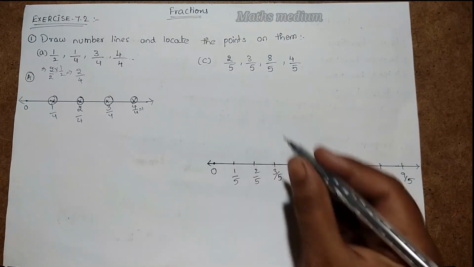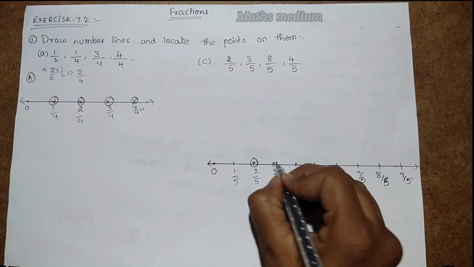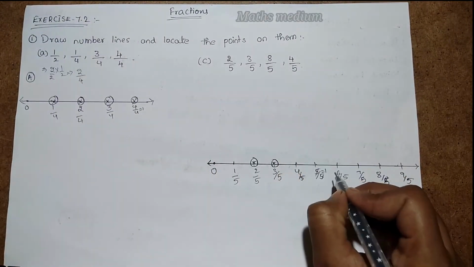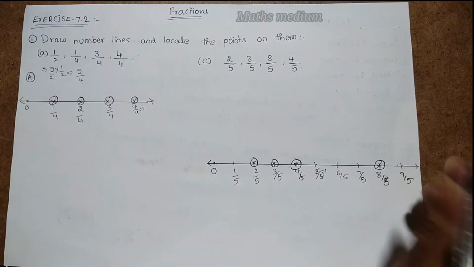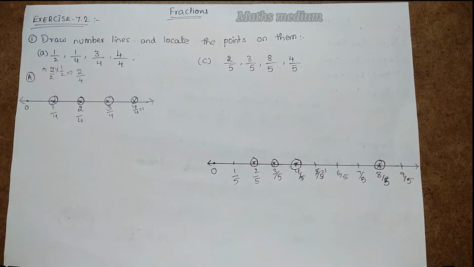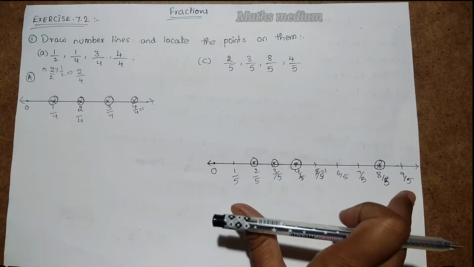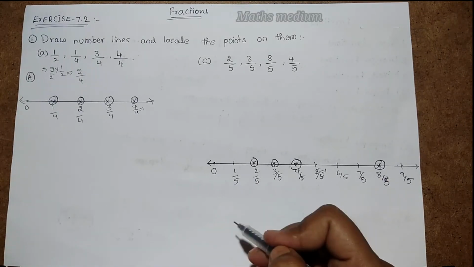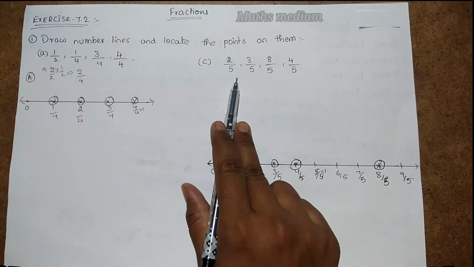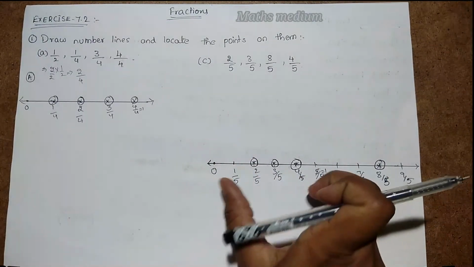See here, this is the point 2 by 5 and 3 by 5. This is the point 4 by 5, and this is 8 by 5. This is the representation of fractions on a number line. Just take a simple line with a possible equal number of divisions on a number line. Divide it according to the denominator given. Divide it into equal parts and represent on a number line.